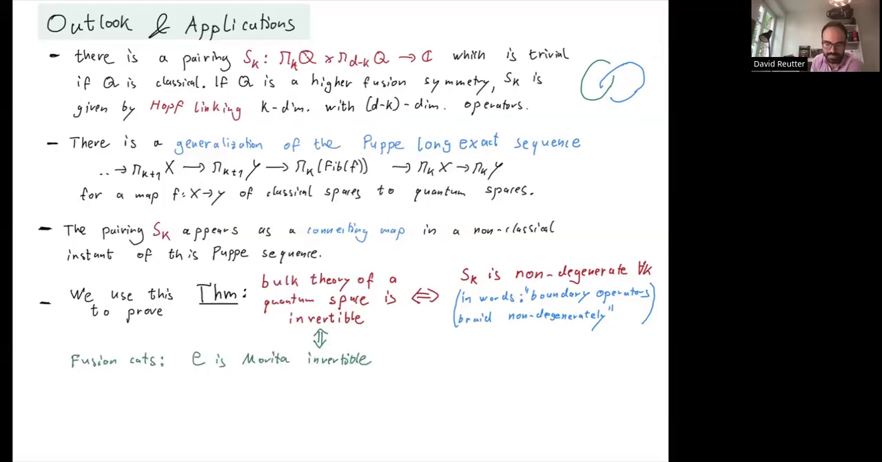And if you like mathematics, if your TFT comes from a higher fusion category, this statement is saying that the higher fusion category is Morita invertible. And if the higher fusion category comes from a braided fusion n-1 category, then this is again equivalent to saying that B is Witt invertible. It's sort of invertible up to centers.